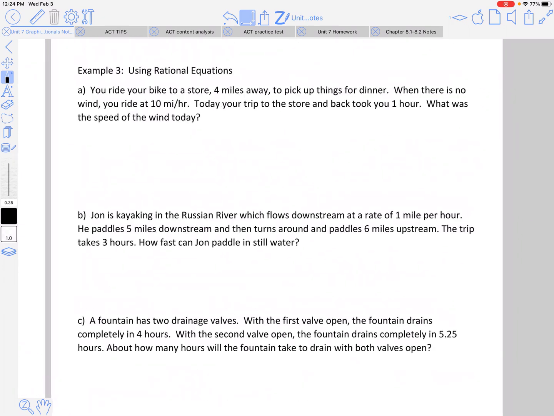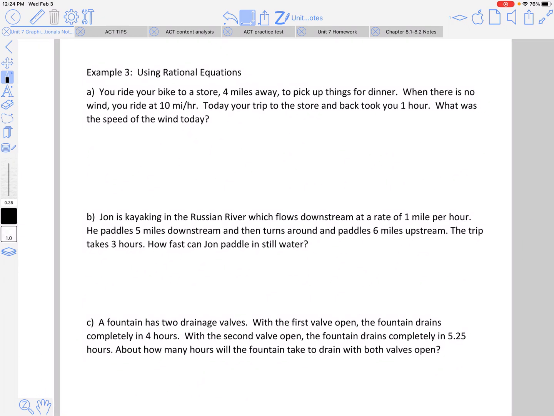There are a few word problems, so I'm going to go over those right now, but you could probably do it on your own if you'd like, or you can stick around. All right, so you ride your bike to a store. It's 4 miles away to pick up things for dinner. When there is no wind, your ride is 10 miles per hour. Today, your trip to the store and back took you 1 hour. So we know the total time was 1 hour. What was the speed of the wind today?